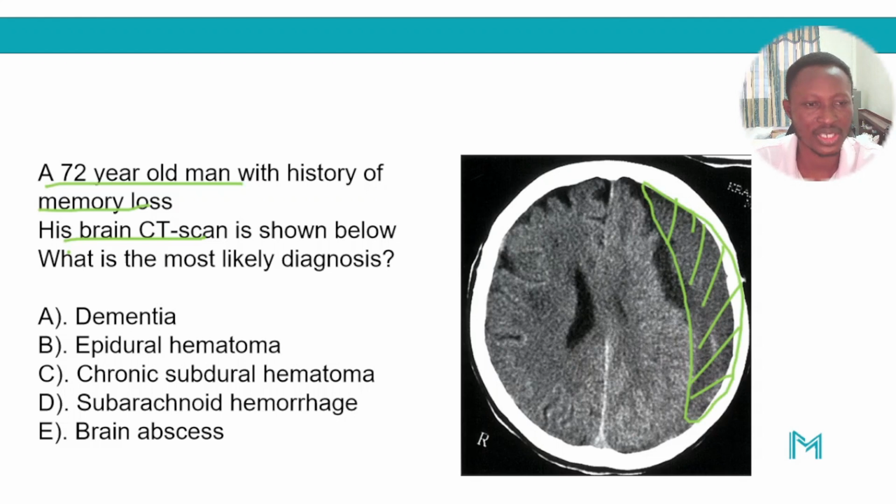So this patient, you can confuse that with Alzheimer's dementia. He is old, so he can develop dementia, that's fine, but with these CT scan findings, it is more likely that this patient has a chronic subdural hematoma, which is one of the common causes of reversible dementia. Once you evacuate this hematoma, the patient's memory loss will typically resolve.